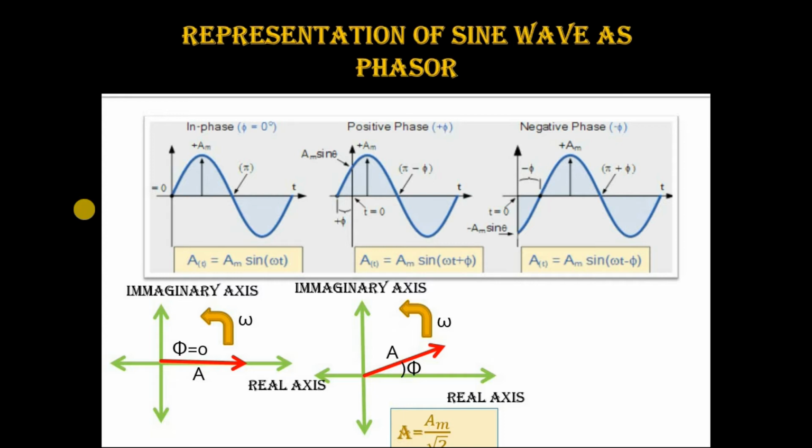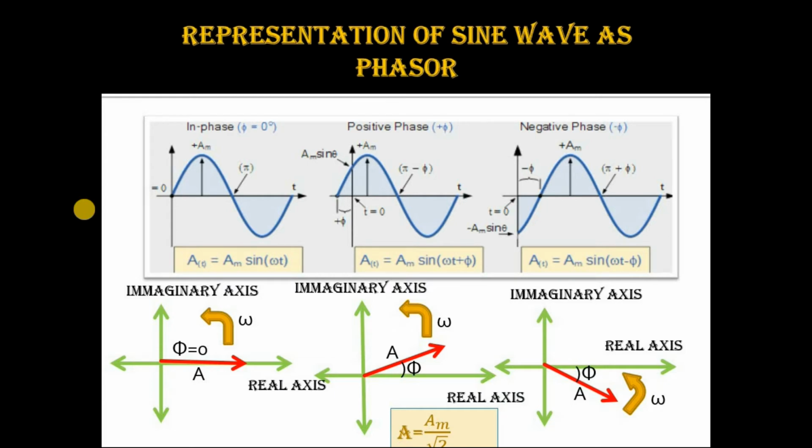And the third waveform is a phase delayed waveform. The equation is A_M sin(omega t minus phi). So the phase angle is minus phi. The RMS value is A_M by root 2, that is A. How to draw the phasor?